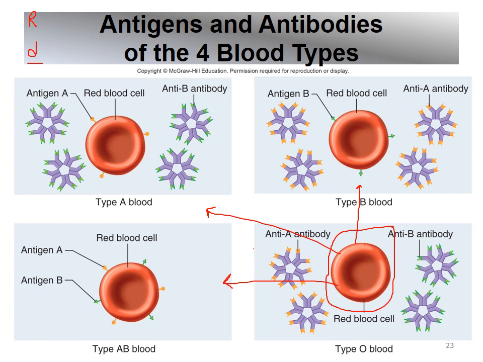So AB is the universal recipient because it doesn't have any antibodies. O is the universal donor because it doesn't have any antigens. Now again, we'll go over this a little bit in lecture, but hopefully you get that. This will be a couple questions on the test.